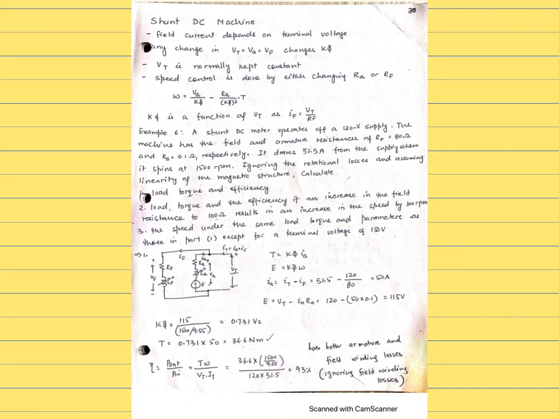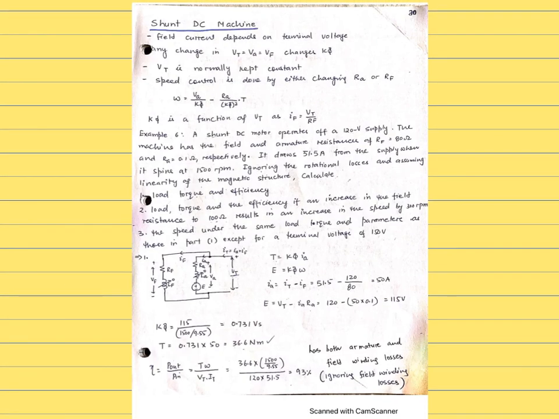Okay, here is now the shunt DC machine. So this example is particularly for a shunt DC machine. In case of the shunt DC machine, since the armature winding and the field winding are fed from the same source, the field current depends on the terminal voltage. So any change in the terminal voltage will change the field current, and that will change K phi, and that will impact the torque speed characteristics. So that's why the terminal voltage is normally kept constant.